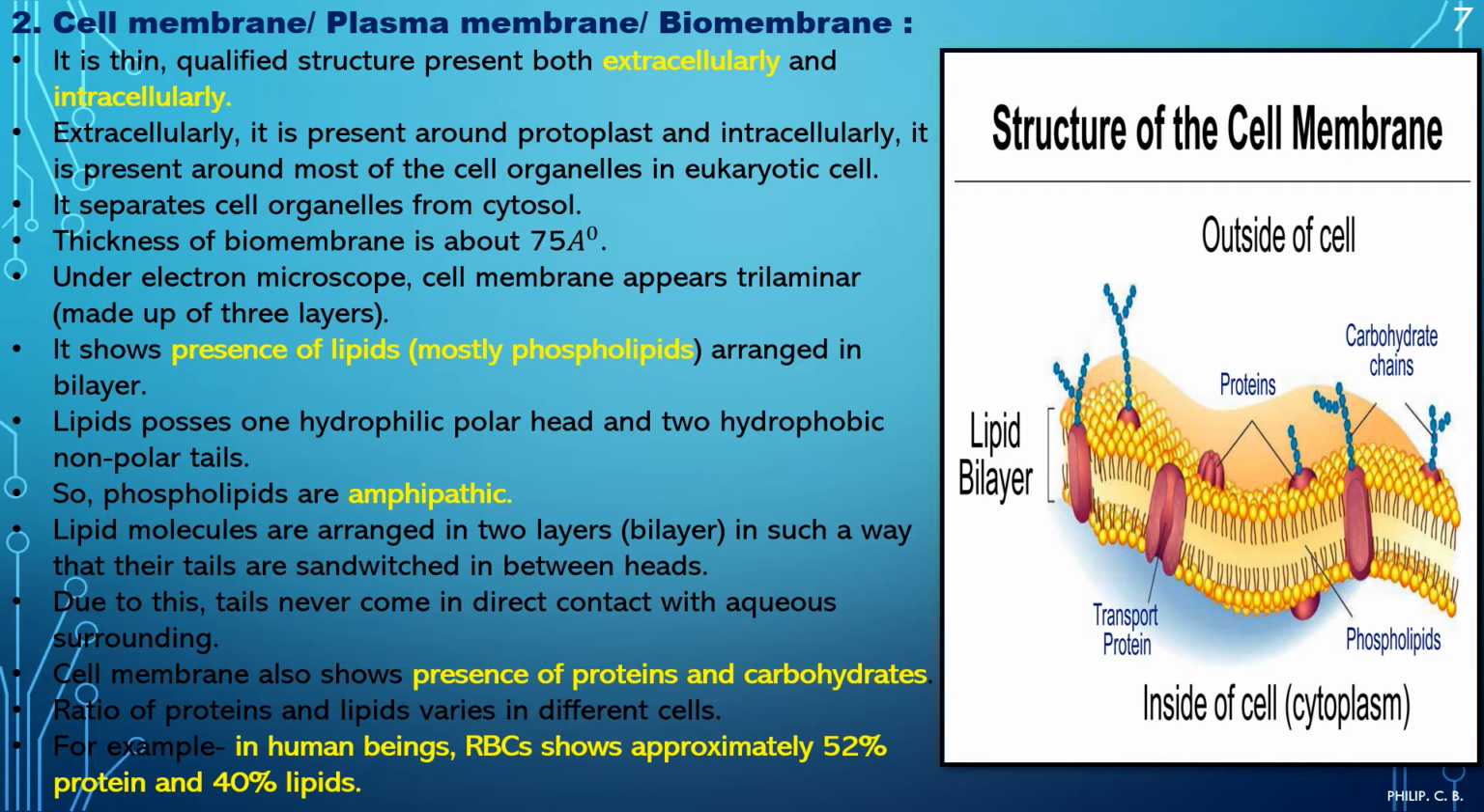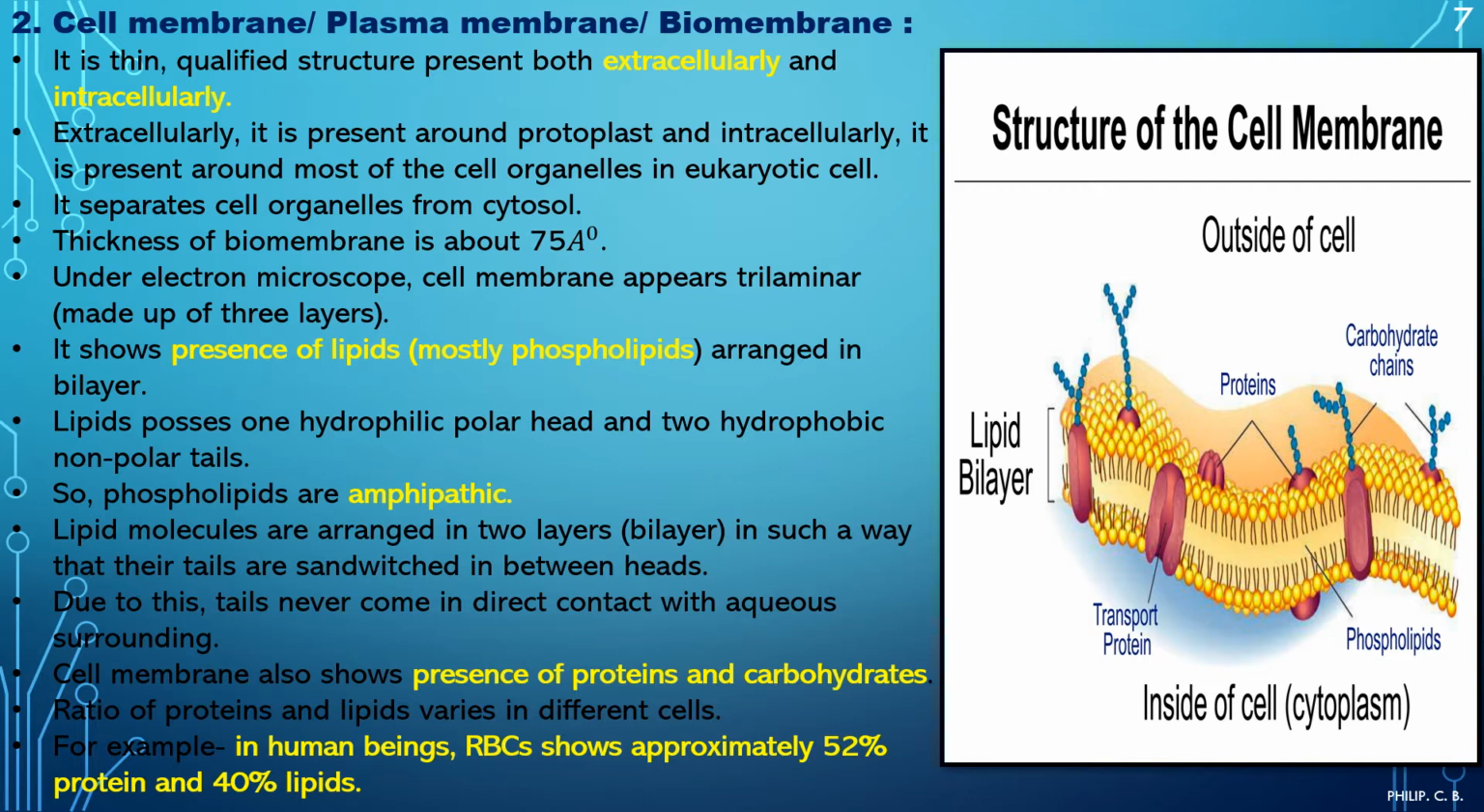It separates cell organelles from the cytosol. That is, the cell organelles which are present are separated by the presence of cytosol, as you saw in the first slide. Thickness of the biomembrane is about 75 angstrom units. Under the electron microscope, the cell membrane appears trilaminar, made up of three layers. As the name says, tri, presence of three lamellae or three layers. It shows the presence of lipids, mostly phospholipids, arranged in a bilayer. Lipids possess one hydrophilic head and two hydrophobic non-polar tails.